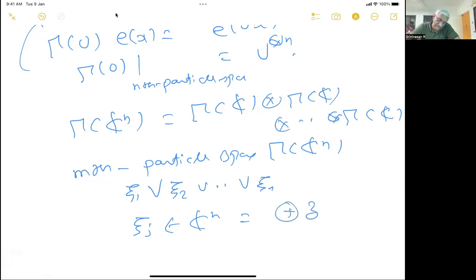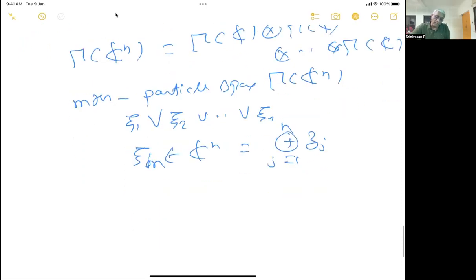Direct sum of Zj, where j equal to 1 to n. Now, maybe I put the n on the top. If you want to talk about this, m equal to 1 to n, the direct sum of j equal to 1 to n, Zj, where is n coming from?